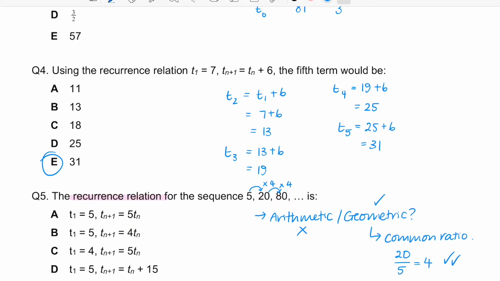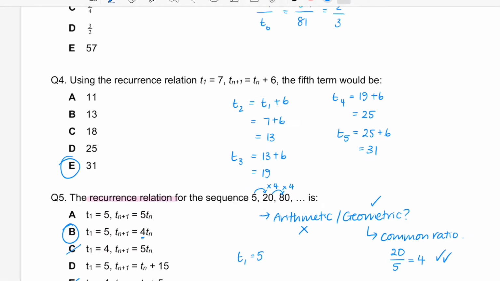So taking a look at the options that I've got at the moment, we can go in and cancel a few out. First up, we know that all of them have T1 in it, so that means T1 must be 5. So my initial starting number is 5. Being that, I can cancel out C and I can cancel out E. I worked out my common ratio is 4, so out of my remaining options, B happens to be the only one that has that common ratio that I'm after, which was 4. So my answer for question 5 will be B.